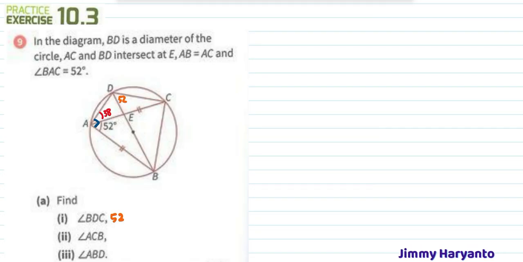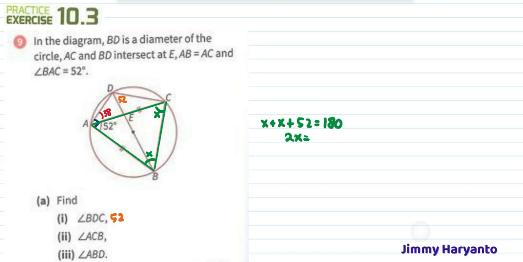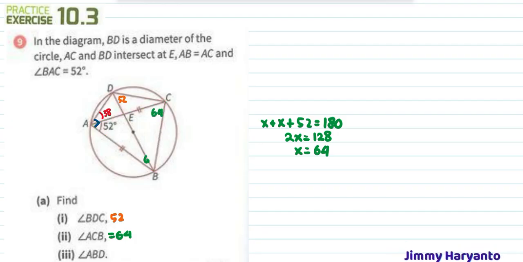And then ACB. To find ACB, we can use this triangle. The question says same length. That means this one will be the same. So to find the X, you can use the sum of the triangle like this. So X equals 180 minus 52, 128. So X equals 64. ACB equals 64. So this one is 64 and that one is 64.